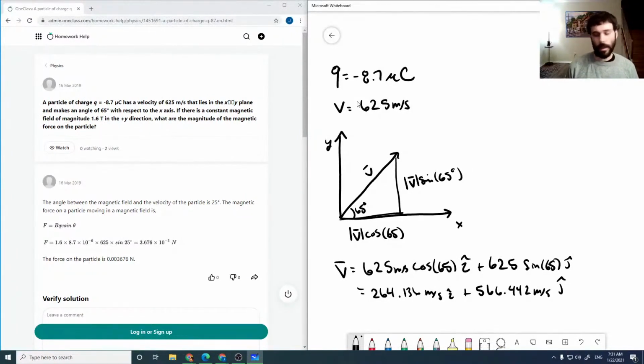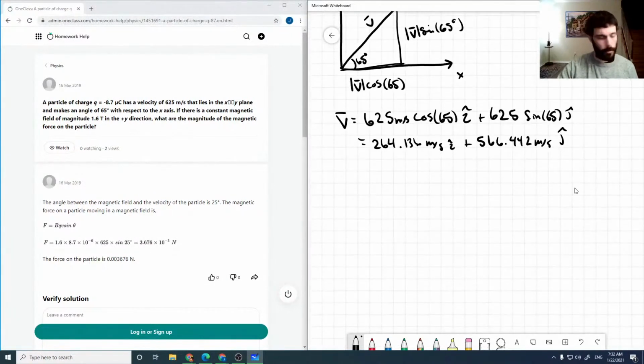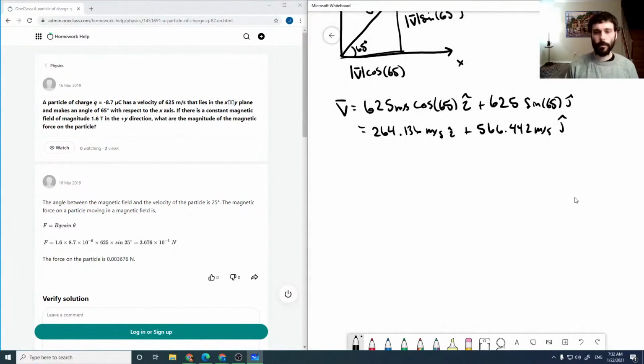I haven't finished reading the question here, but I figure we're going to need its components. So it makes an angle of 65 degrees with respect to the x-axis. So there's our velocity vector. We've got a constant magnetic field in the y direction. So there's our B, and it equals 1.6 Tesla. What is the magnitude of the magnetic force on the particle? So it's looking for magnitude, but we can get direction as well.